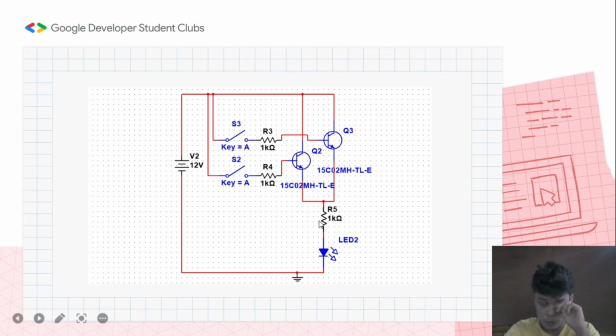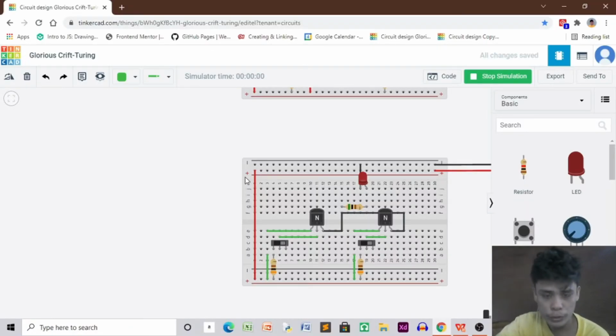Kung subayon nato ang current gikan sa source, kung kani lang siya ang on, so source, then diri, then on. So in order para sa atong output nga ma-on, kinahanglan lang any of the two nga ma-on. So guys, if we're going to look at the simulation sa atong OR gate circuit and kung unsaon siya pag-work, would look like this.